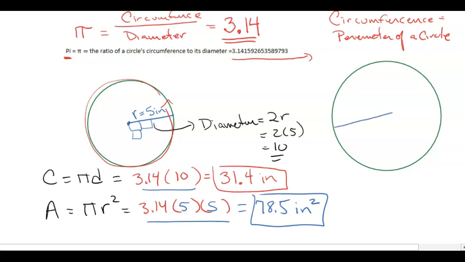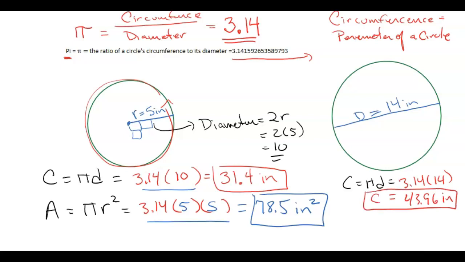In this one we're given the diameter. Let's say the diameter was equal to 14 inches. For the circumference, we know the formula is pi times the diameter. So we're going to type in pi, 3.14, times the diameter, which was 14. I'll put that into a calculator, and I'll get 43.96 inches for my circumference.